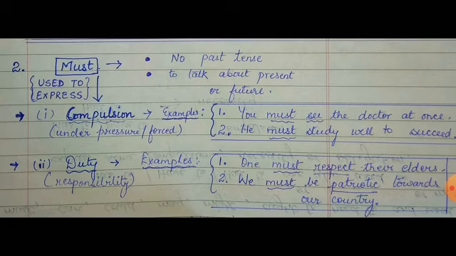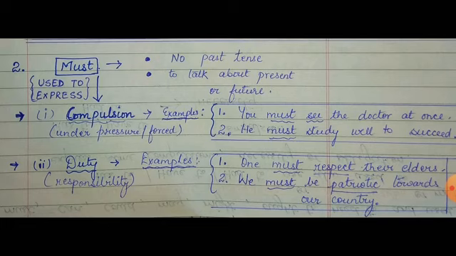So what is compulsion? When we are under pressure or we are forced to do something, we use must in a sentence. For example, you must see the doctor at once. You are under pressure because you are not well. You have to see the doctor. So here the sentence comes as: you must see the doctor at once. He must study well to succeed.